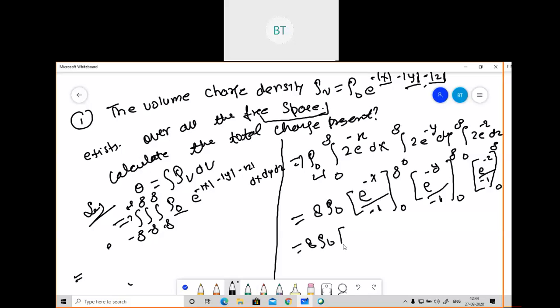So if you solve all these values, if you put 0 and infinite here, you'll get 0 plus 1, 0 plus 1, 0 plus 1, and therefore if you multiply, we will get 1 only. So what will be the value of Q? The value of Q will be 8 rho naught. So this will be the value of Q.